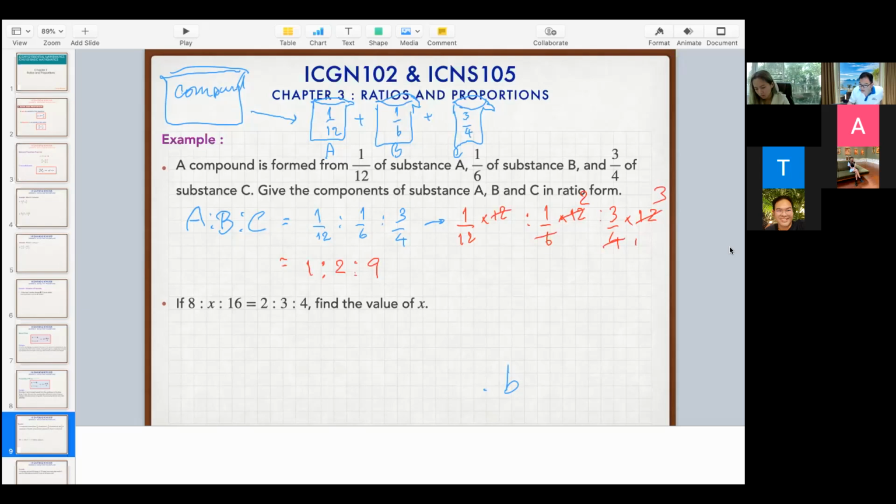Hang on, let me just see. Yeah, 1 : 2 : 9. This is the ratio form of the proportion, sorry, the ratio of this compound. It makes A to B to C is 1 : 2 : 9.